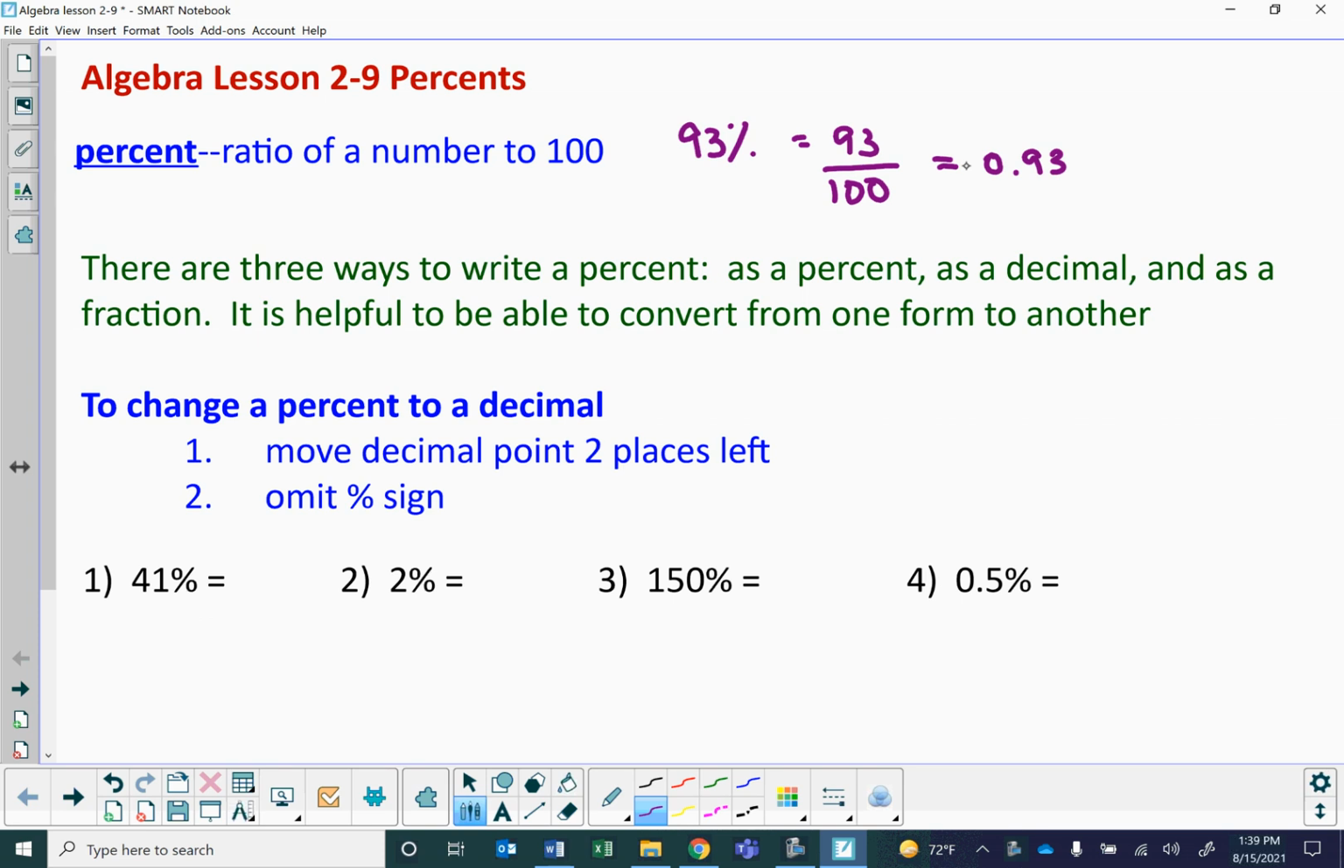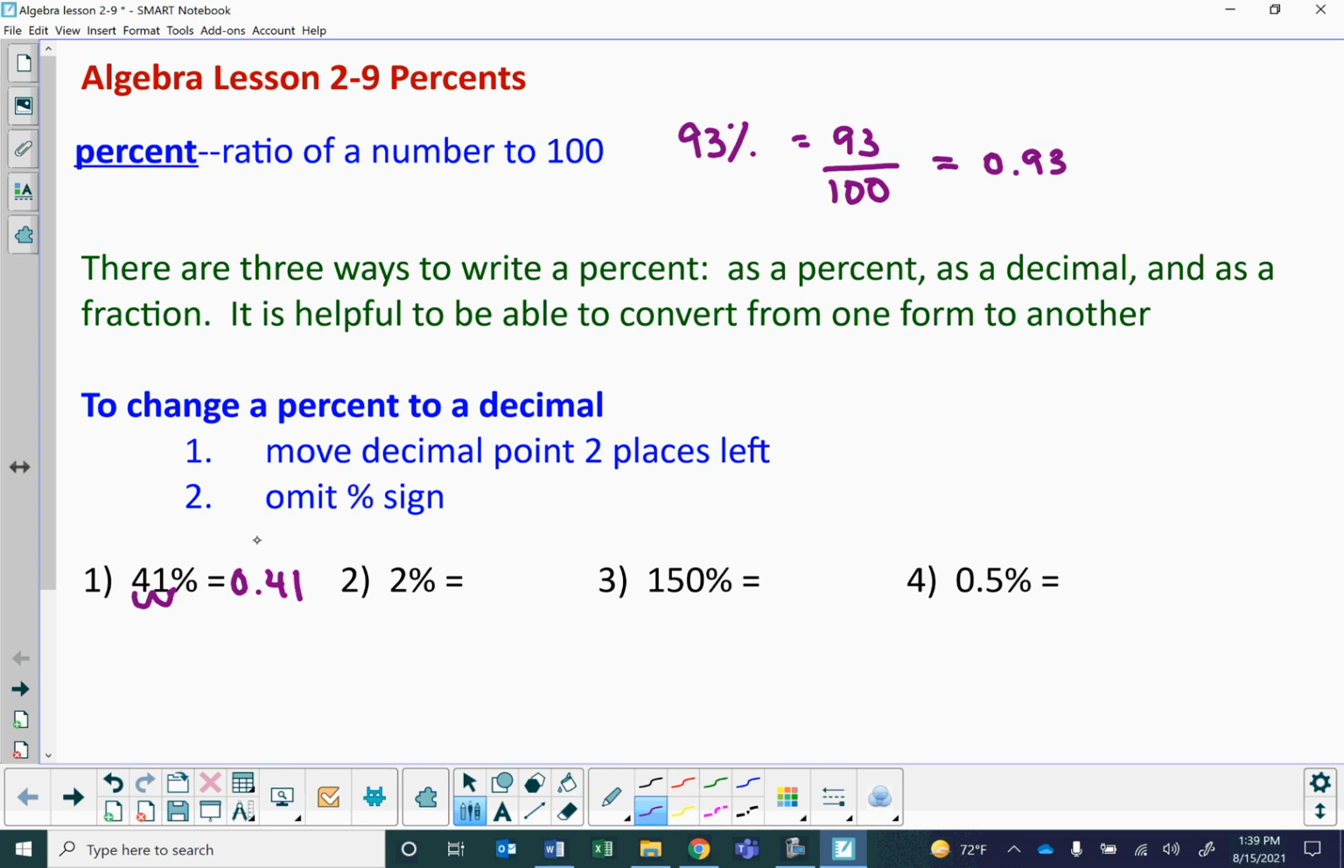So to change a percent to a decimal, very simple. Move the decimal point 2 places to the left and omit the percent sign. You're basically dividing by 100. That's why you move the decimal point 2 places to the left. So 41%, normally the decimal point is after the last digit if it's not expressed. Move that decimal 2 places to the left, so this would be 0.41.